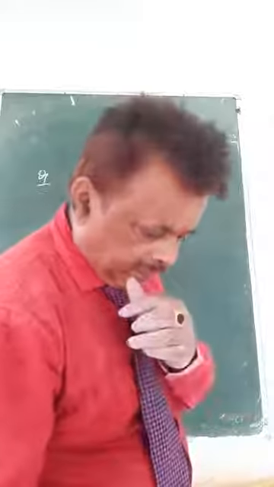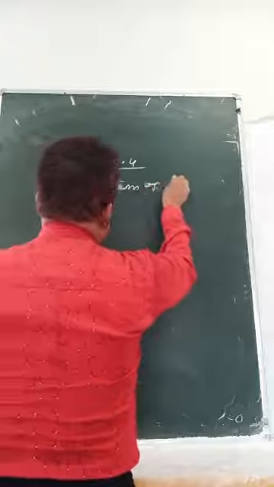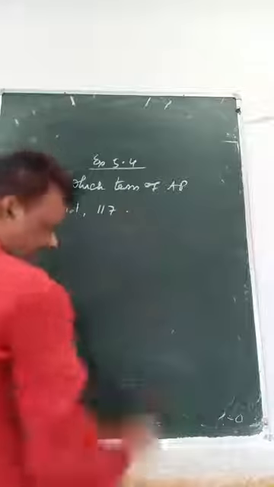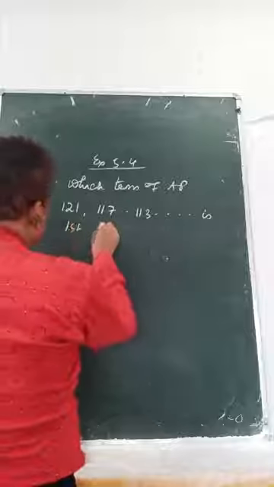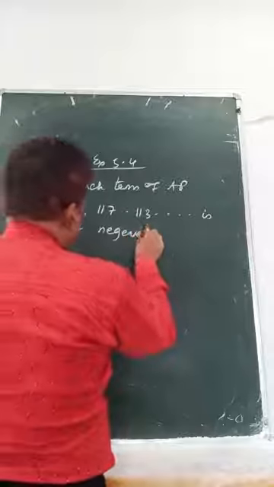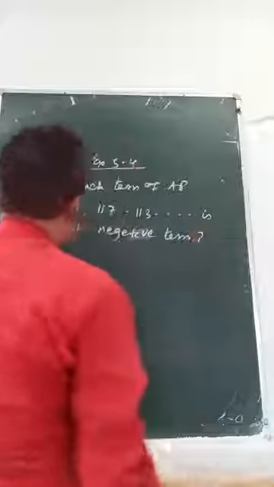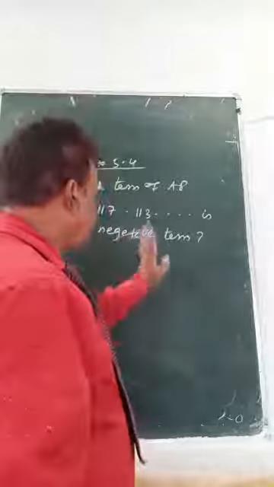Which term of the progression 121, 117, 113 is the first negative term? That means it is decreasing, so obviously there will be negative terms. So which one will be the first negative term?